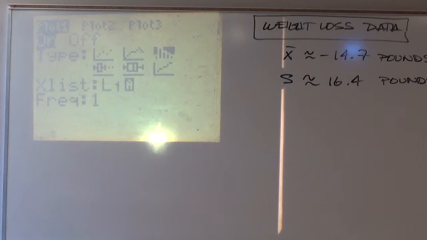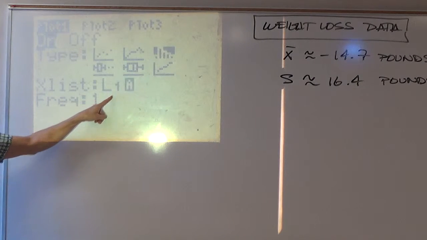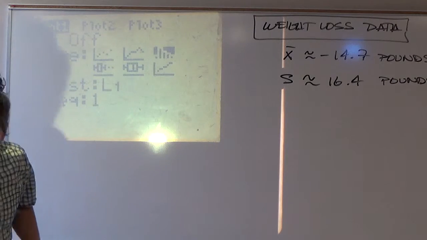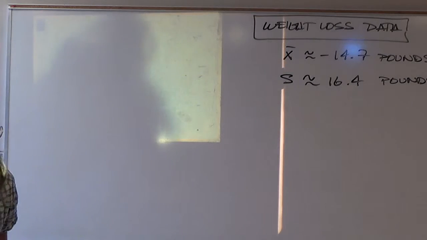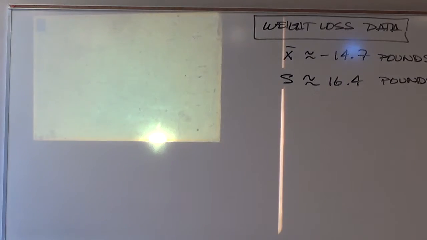Good so far? So we've got it turned on. The histogram is picked. L1 is your data. Frequency is set to 1. Okay. Everybody press second mode. This puts you back out to your home screen. I've got to do one thing to catch up to you guys. Okay, now you're back on your home screen.